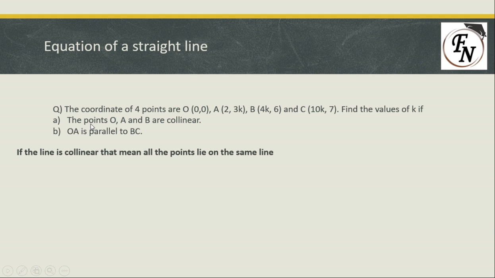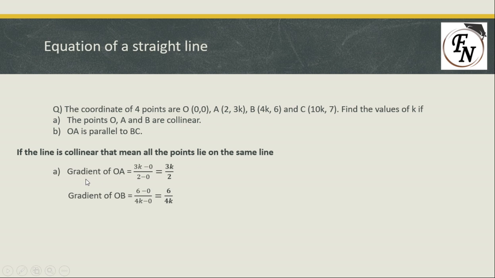So for the first condition, the points O, A, B are collinear. When we talk about collinear, that means they lie on a straight line. When I talk about a straight line, that means they all will have the same gradient. If I calculate the gradient of OA or AB or OB, all of the gradients must be equal. So I can compare the gradients and find the value of k in this case.